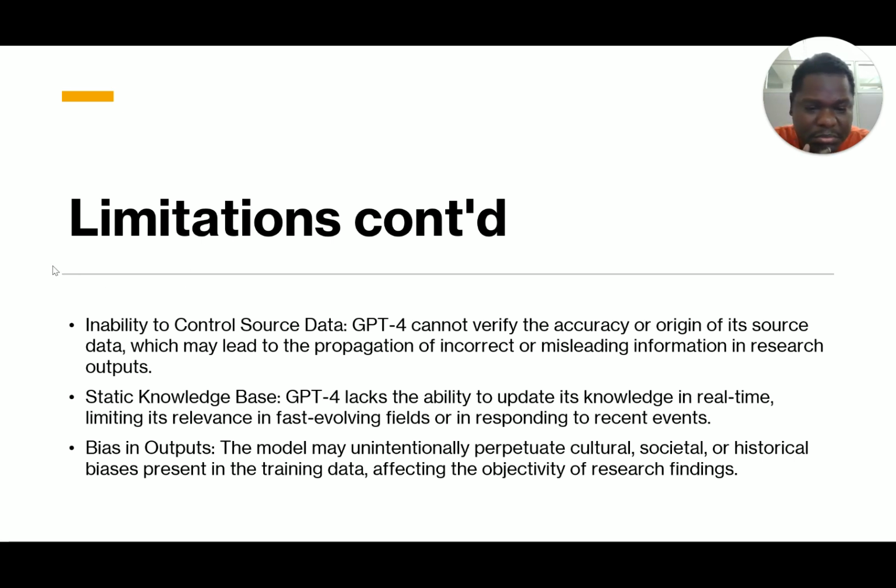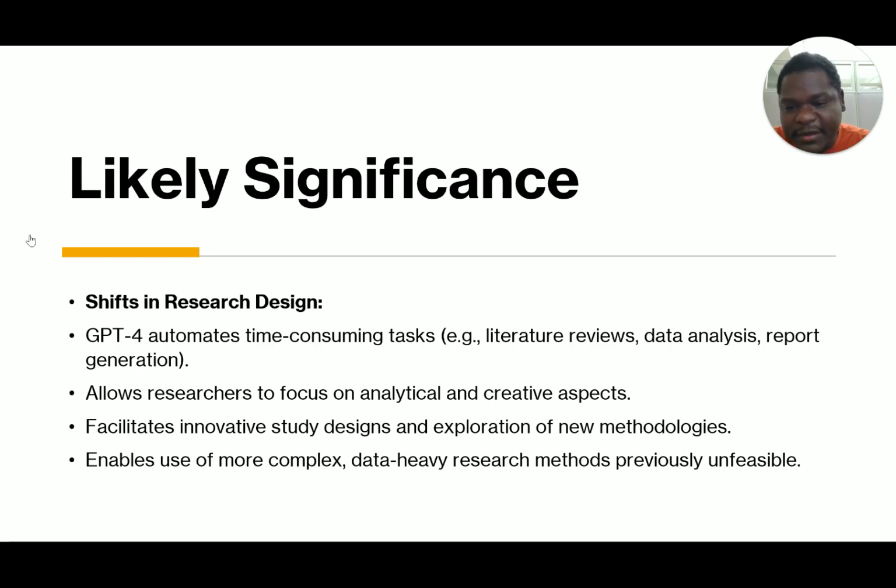which may unintentionally perpetuate cultural, societal, or historical biases present in the training data, affecting the objectivity of the research findings. So the likely significance is there is going to be a shift in the research design, because once you automate the lit review, data analysis, and report generation, it saves a lot of time for the researchers, and then it allows them to focus more on the creative aspect of the research.